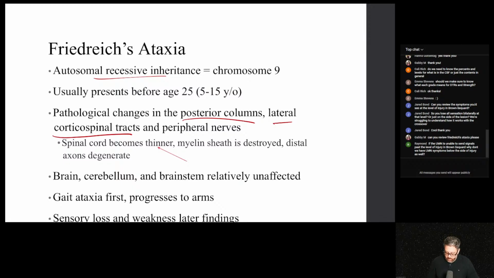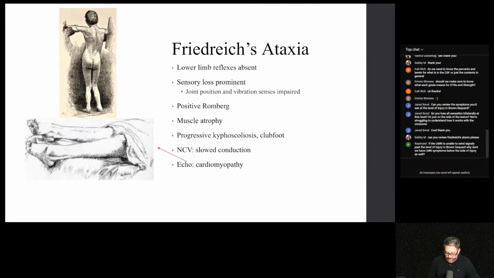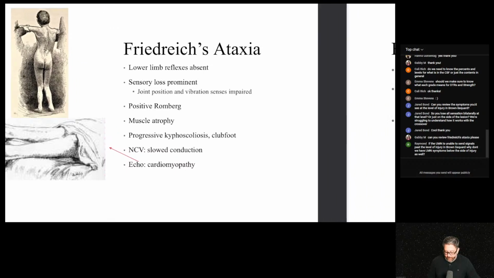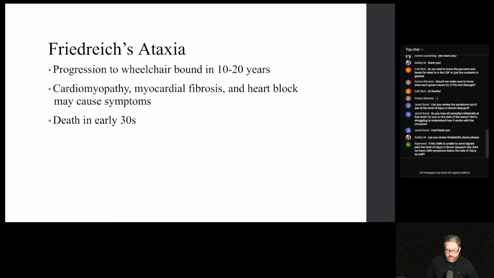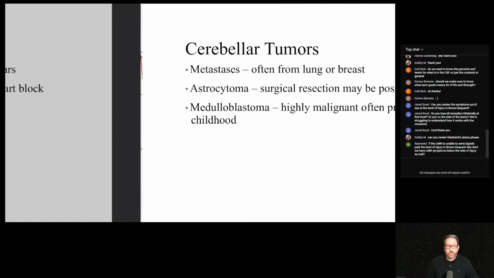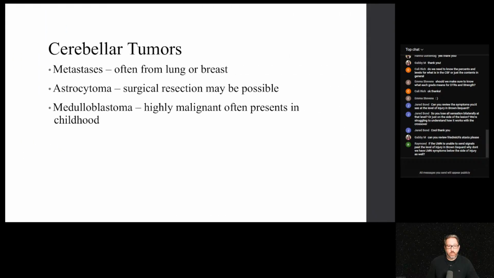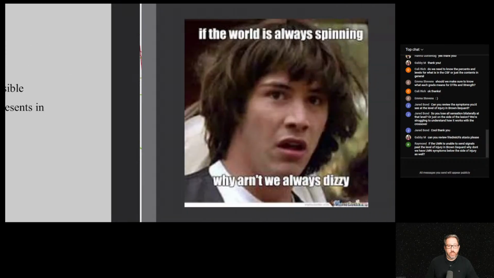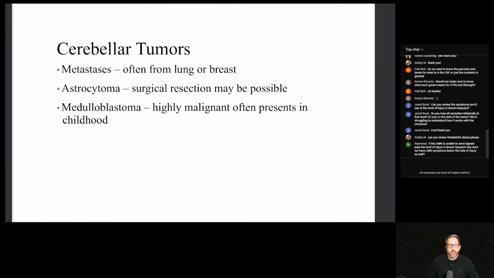Muscle. And peripheral nerve issues. Spinal cord becomes thin, myelin sheath destroyed, and everything kind of pulls away from all the muscles. Again, gait ataxia first. Sensory loss comes later. That's really it. Don't go crazy with this one. And those are tumors.